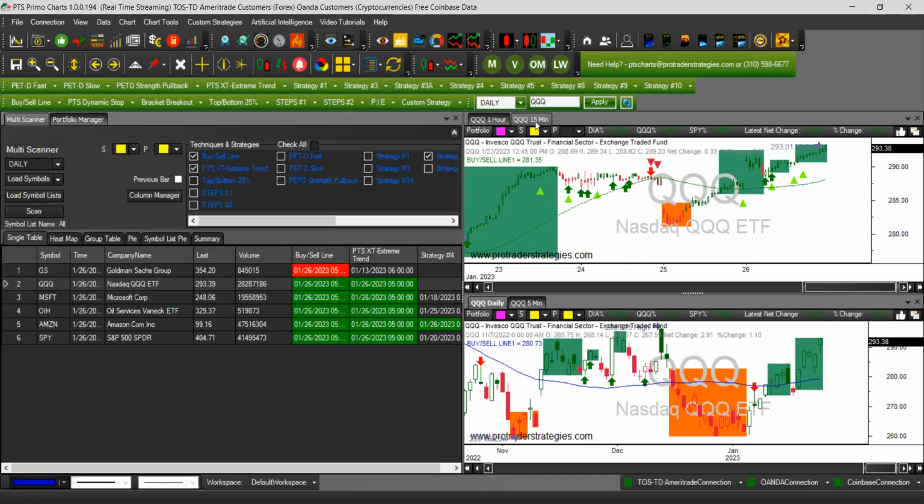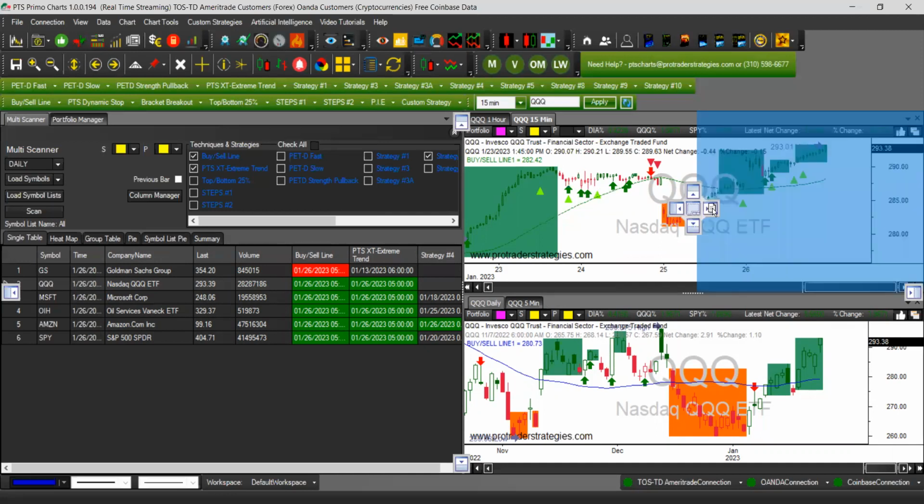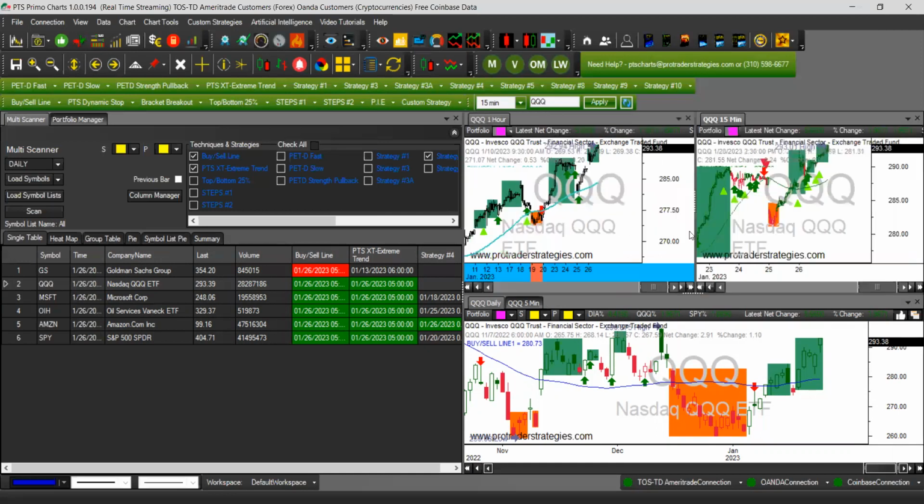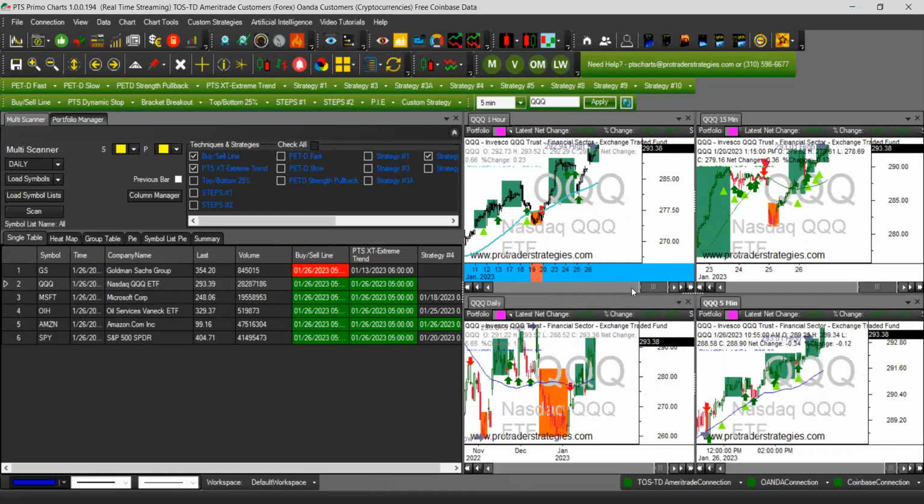So one way to change this even further is by left clicking over the name of the chart, which in this case is QQQ 15 minutes. And then while holding your mouse down, you're going to see 4 squares on the upper part. And you can place that chart, let's say here on the right-hand side. You can do the same thing with the lower one. So now you have your 4 charts and you can see them if this is what you want to do.